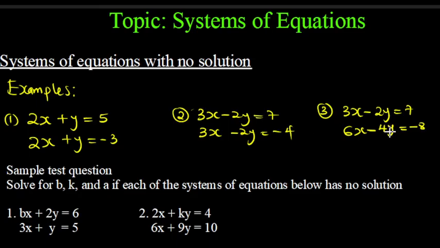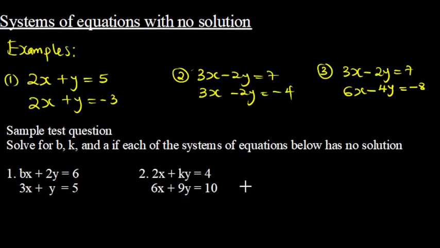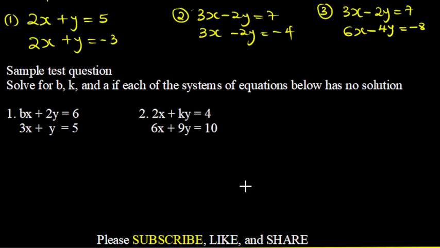Now look at this one. This one seems to be different, but they are the same equation. The difference here is that when you divide this second equation by 2, you get this one. That is to say, 6x divided by 2, you get this, and 4y divided by 2, you get this 2y here.